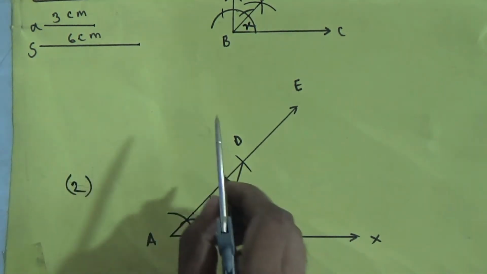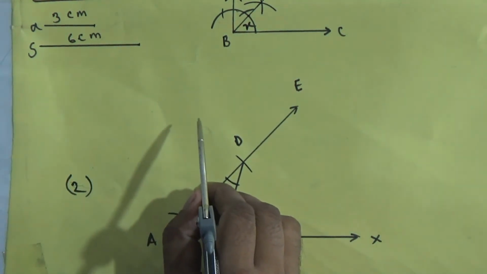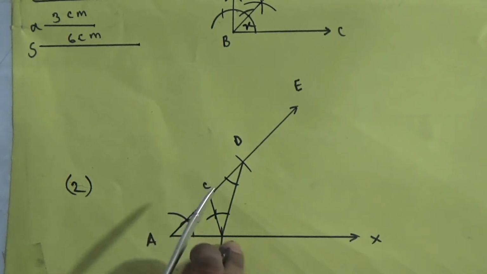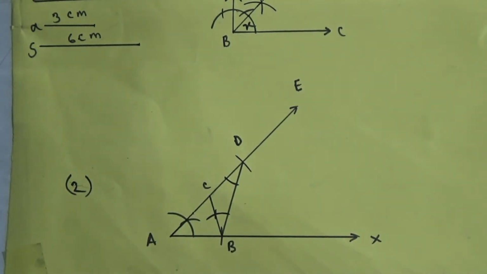We are considering the name of this point is C. Now A, B, C is our desired triangle. Okay, here the description of the drawing is given, you can learn from here and you will write your copy from here. Now we'll solve 3 number.